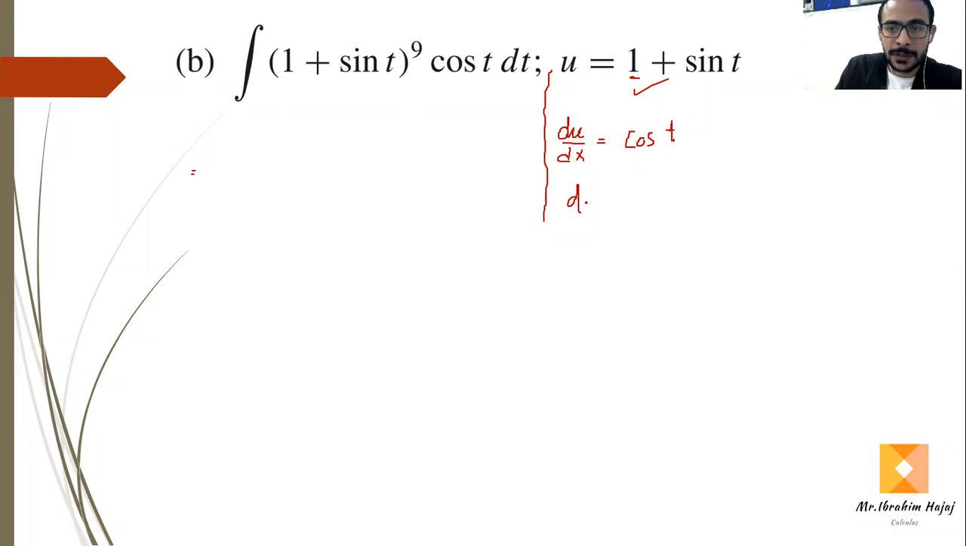And then it should be du over dt, because everything is in terms of t, not x. So we have du over dt equals cosine t. Now cross multiply, so dt equals du over cosine t, cosine of the angle t.